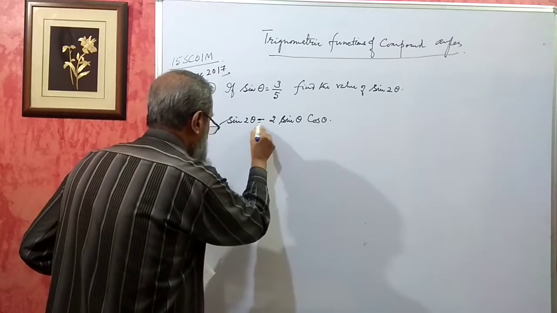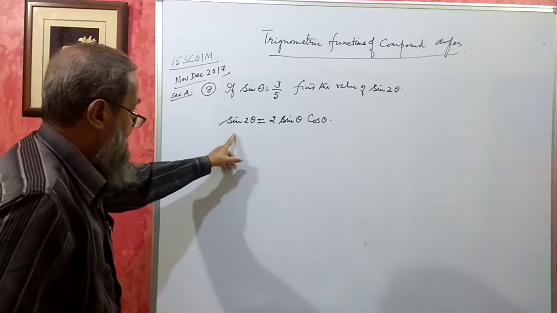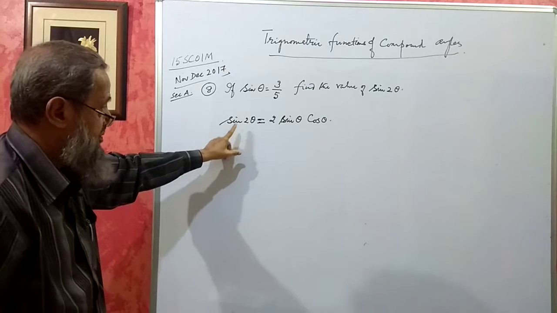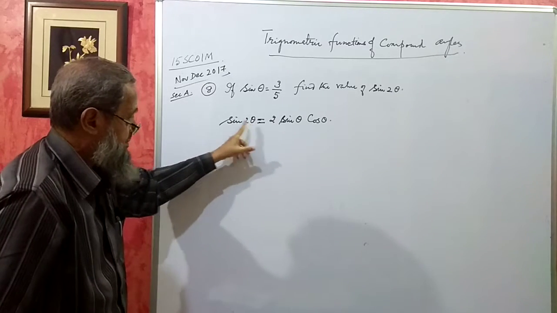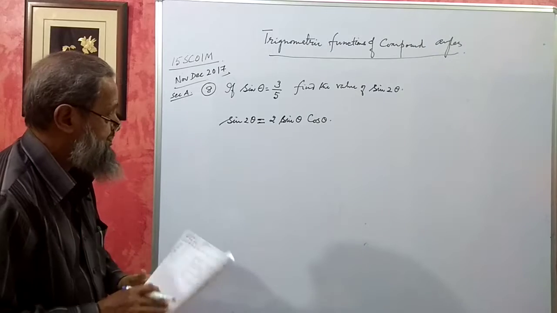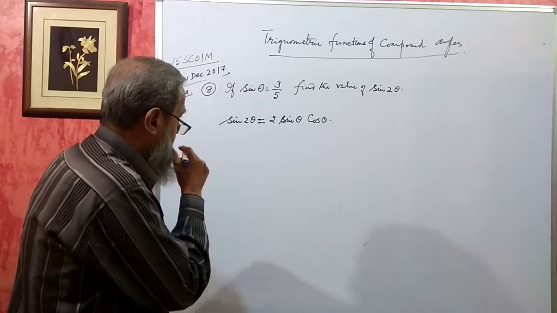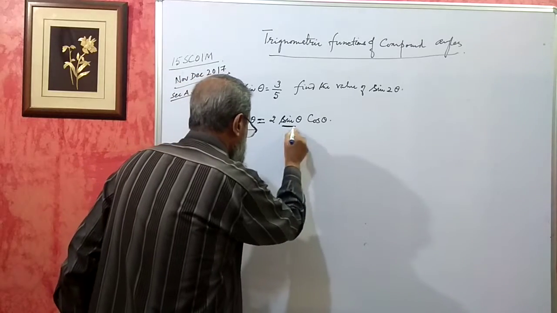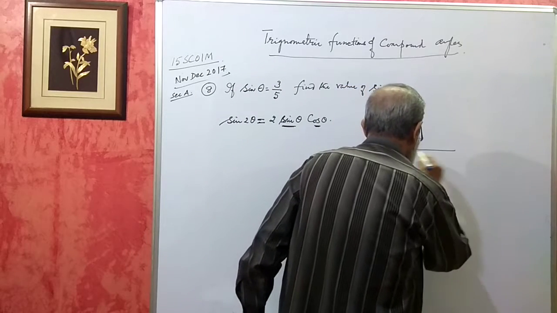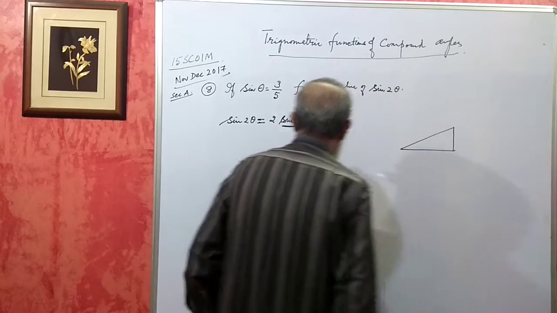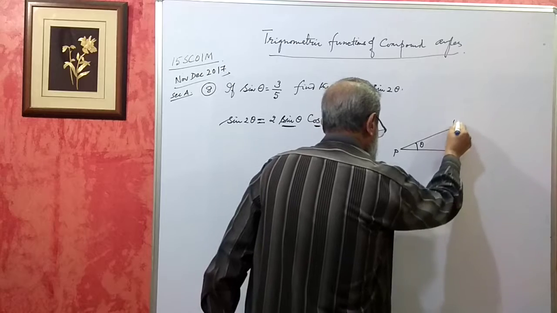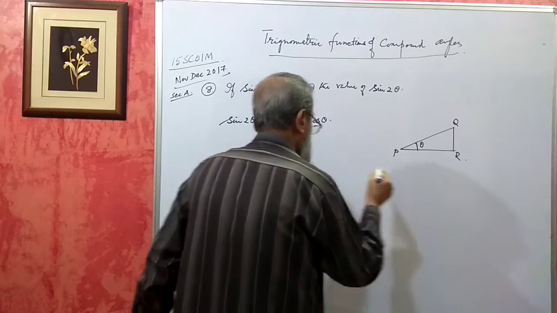Now, he wants us to find the value of sin 2 theta. He has given sin theta is 3 by 5. So sin 2 theta, that is sin of theta plus theta, we know is 2 sin theta cos theta. I have shown you how it is. Now, I know the value of sin theta, but I don't know the value of cos theta. Again, I will draw a rough sketch. This is theta. This is a right angle triangle. I will give some name to it, PQR, ABC, whatever you want. Sin theta.